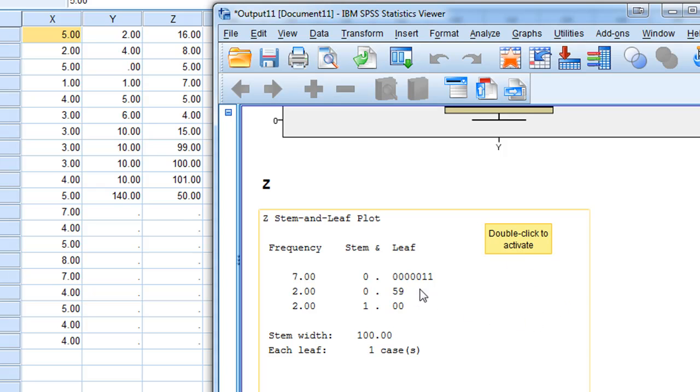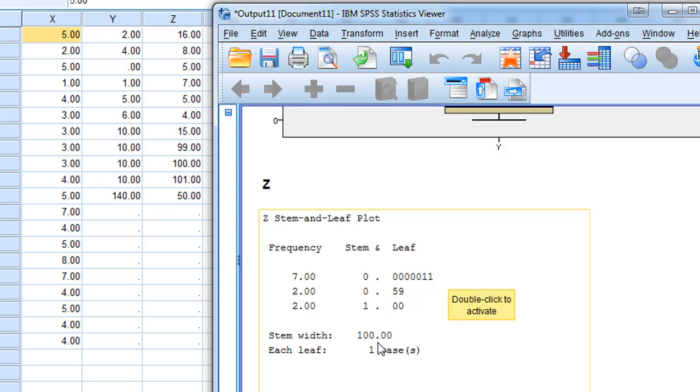Now, first look at the plot. Does it look anything like this data here? I have a 16, 8, 5, 7, 5, 4, 15. My goodness, where are those numbers in here? Looks like they're not even in here. Again, the key is to look at the stem width. There's my stem width, 100. The width of the stem is 100.